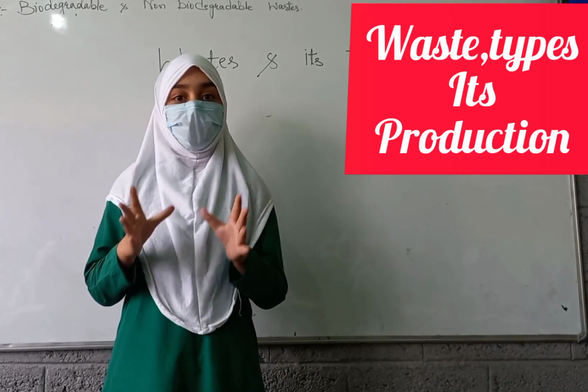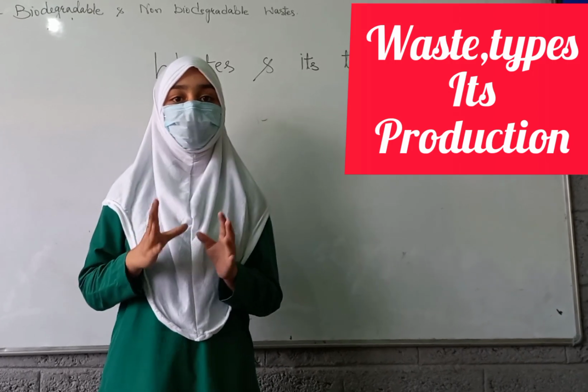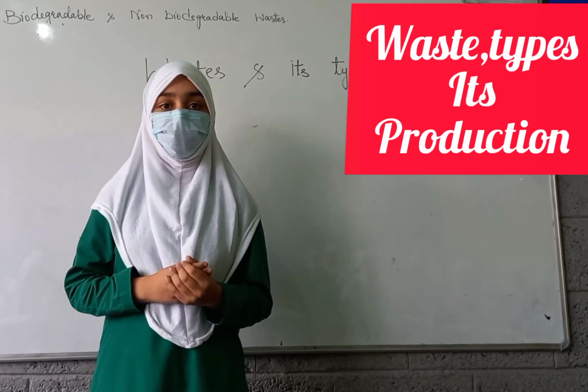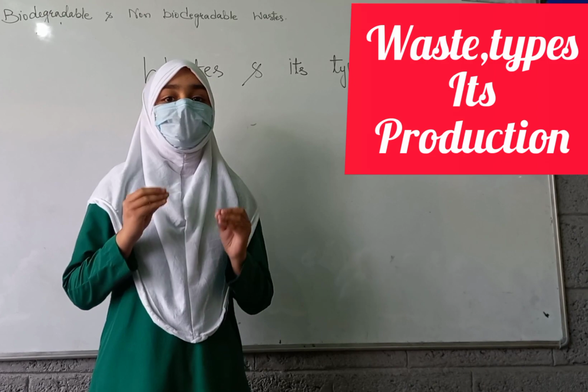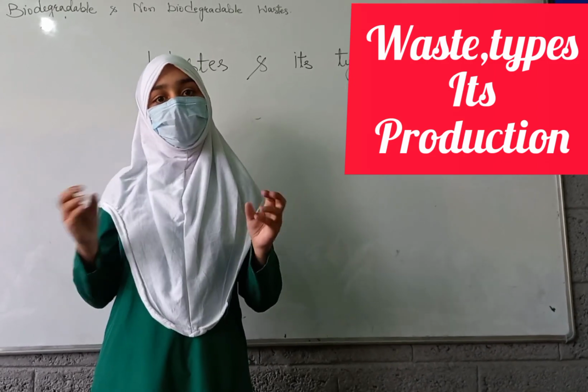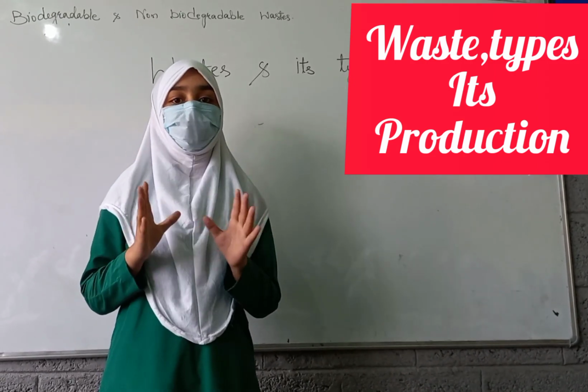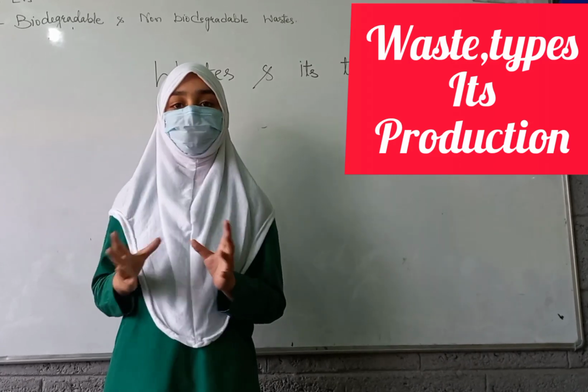Now, animals and plants also produce waste. Animals produce their body waste out in the open. Plants also produce waste such as rotten fruits, dry leaves and branches. This is called biodegradable waste that we get from natural resources.